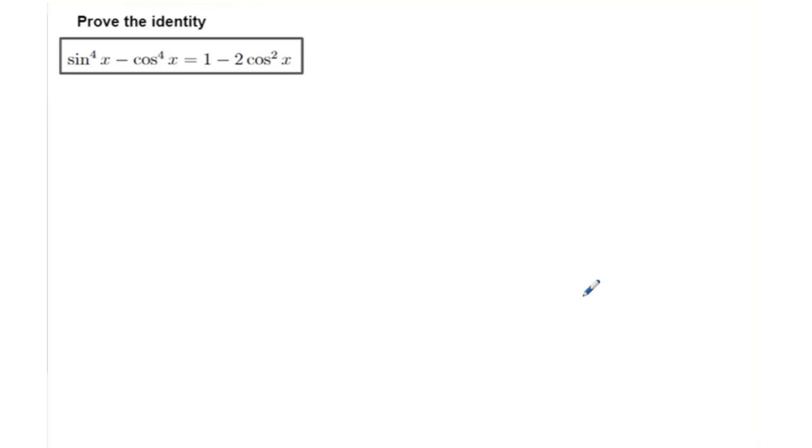Prove the identity sine to the power 4x, so sine x raised to the power 4, minus cos to the power 4x, equals 1 minus 2 cos squared x. So something like this is quite daunting, and it's quite hard to know how to start.